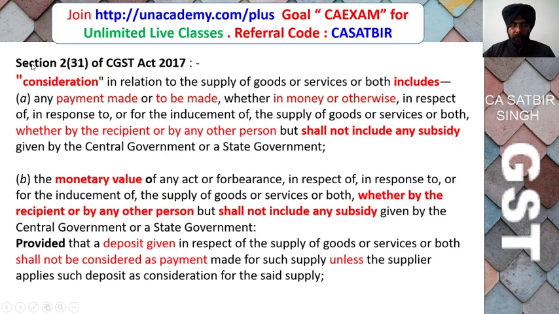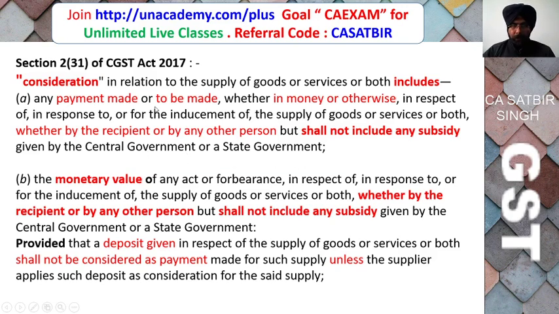Another important definition that we have studied in this is consideration. Consideration, in relation to supply of goods or service or both, includes any payment made or to be made, whether in money or otherwise, in respect of, in response to, or for the inducement of the supply of goods or service or both, whether by the recipient or by any other person, but shall not include any subsidy given by the central government or state government.